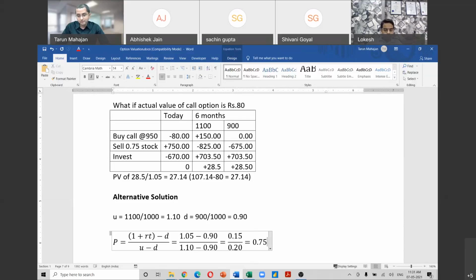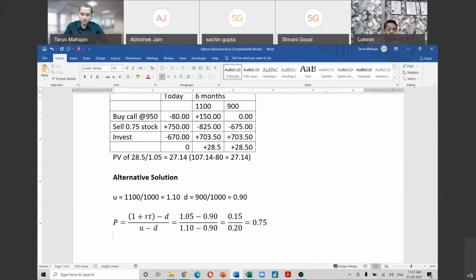Now, luckily, see, this is just a coincidence that delta was 0.75 and P is also 0.75, but that is not always the case. So once you get P, you can calculate 1 minus P. That's very simple. 1 minus 0.75. So 0.25 it is.